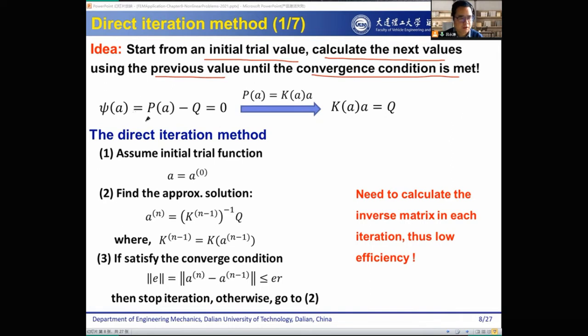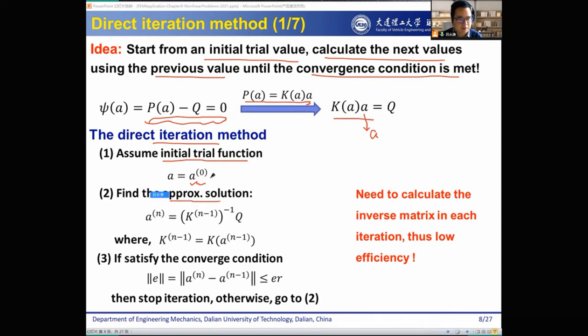We have a nonlinear equation in this kind of form, and then we rewrite it in this form, and the equation becomes like this, and then we start our iteration. The unknown variable we try to solve is A. A is the variable we want to solve. Using the direct iteration method, we assume the initial trial function, and then we find the approximate solution.